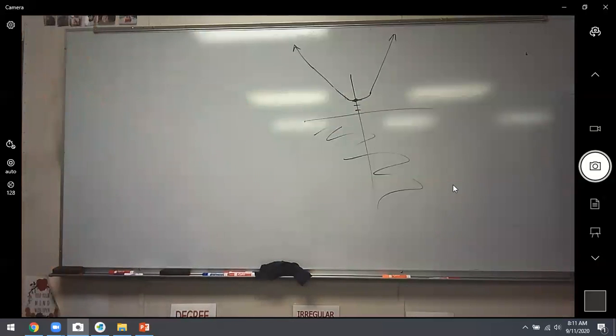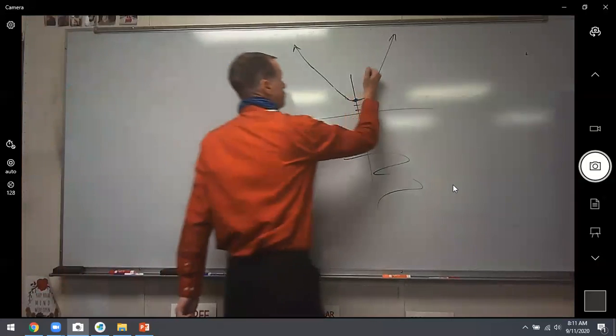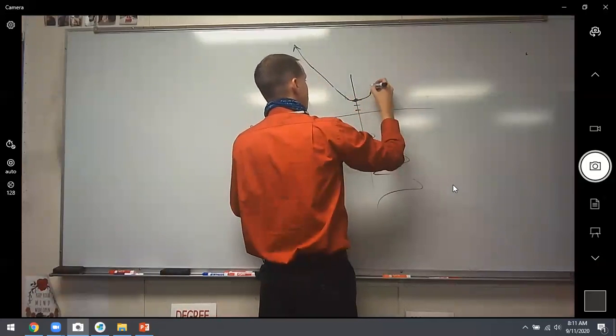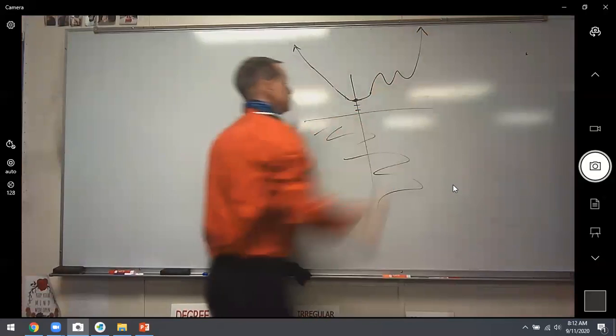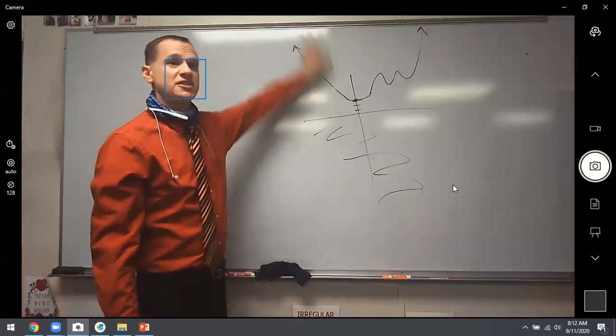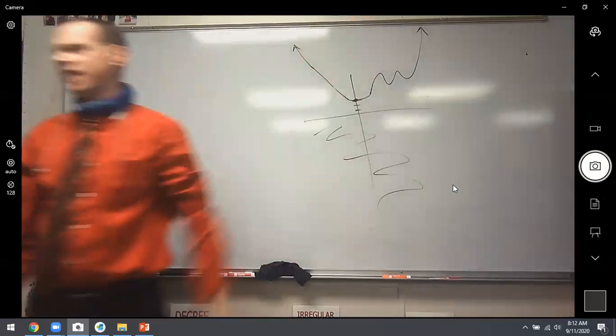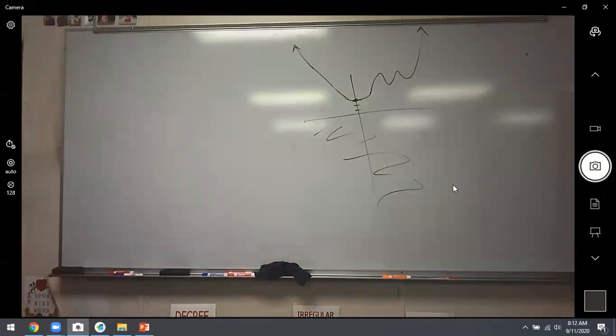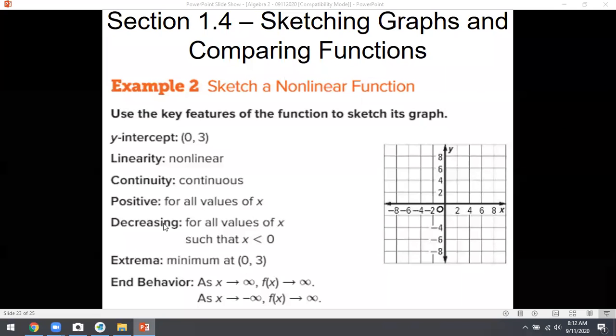Does yours have to look exactly like mine? No, no. Another answer could have been if you'd drawn this. I could have put some humps here or whatever. Does that still meet the criteria? Yeah, it still has a minimum there. It's still positive for all x. It still goes to infinity. So you can have a lot of different graphs, but the one that you choose on your work will be the most appropriate. Questions over that?